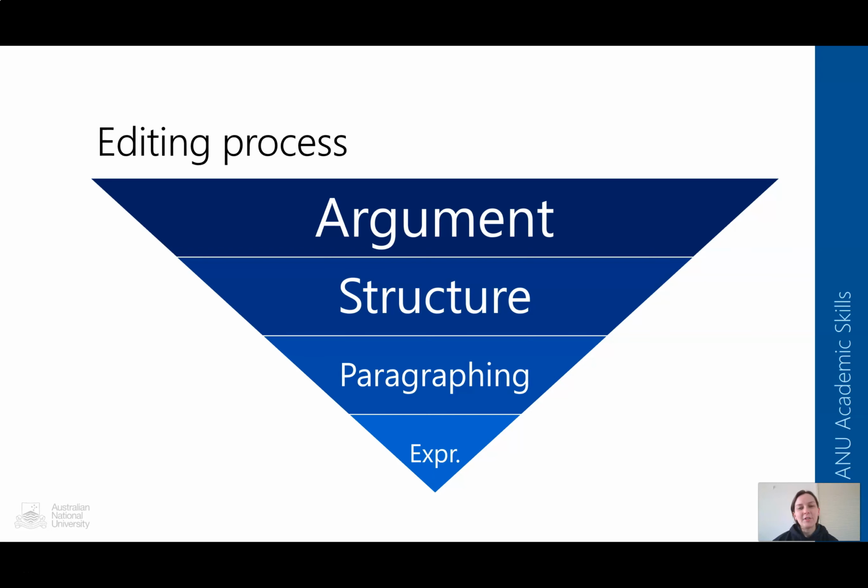When you're editing, it's useful to follow a process so that you avoid wasting time. For example, there's no point looking at typos and changing minor things in a paragraph if you decide that that paragraph is not actually useful for your overall argument. So what we recommend is that you follow this process, that you edit in 4 levels. First of all, looking at the argument, then the structure, then the paragraphing, and finally the expression. So I'm going to take you through this particular process.